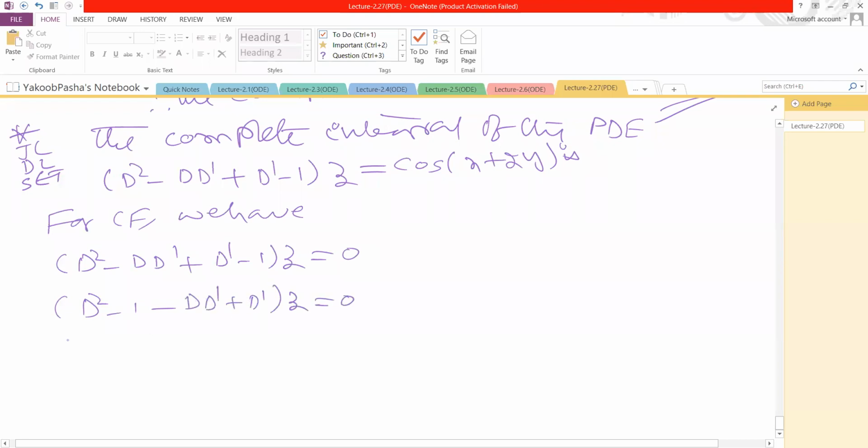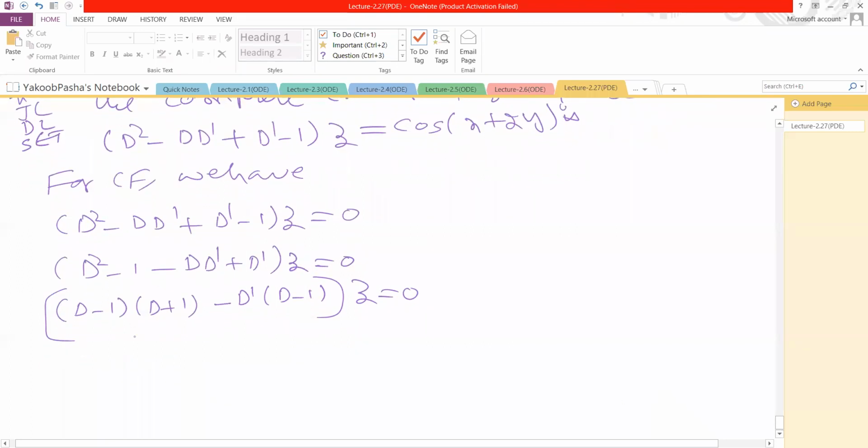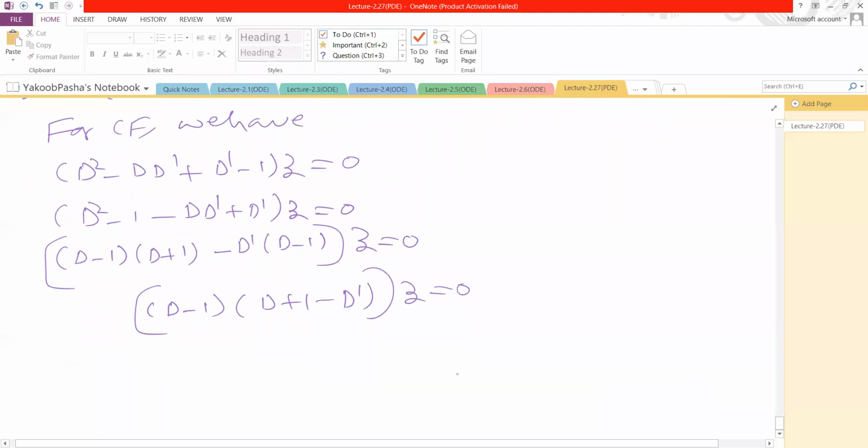So we can write d minus 1 into d plus 1 as the first term. Okay, minus d dash as common, d minus 1 of z is equal to 0. So again we can take d minus 1 as common, d plus 1 minus d dash of z is equal to 0. This is the equation. We are splitting the given differential equation into this one.